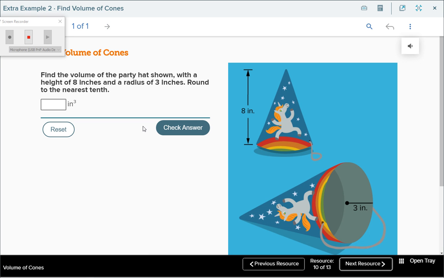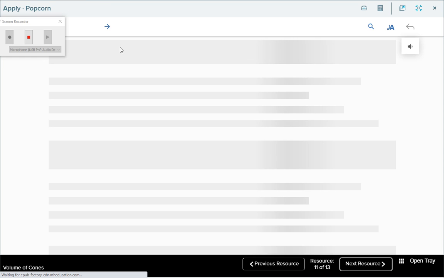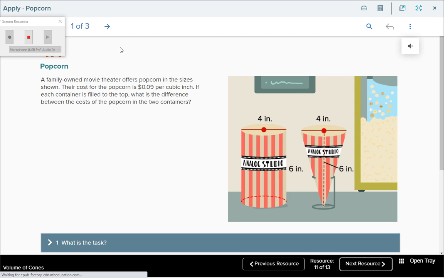We're given a radius, so all we've got to do is plug in these numbers and we're good to go. Now when we actually apply this, that's where it gets a little bit, I don't want to say tricky, but we have to apply our brains a little bit. On this one: a family-owned movie theater offers popcorn in the sizes shown. Their cost for the popcorn is 9 cents per cubic inch. If each container is filled to the top, what is the difference between the cost of the popcorn in the two containers?